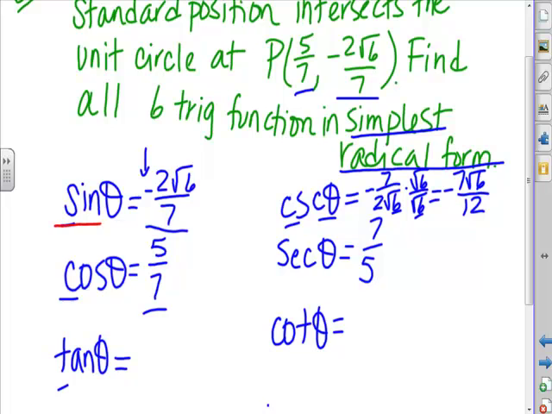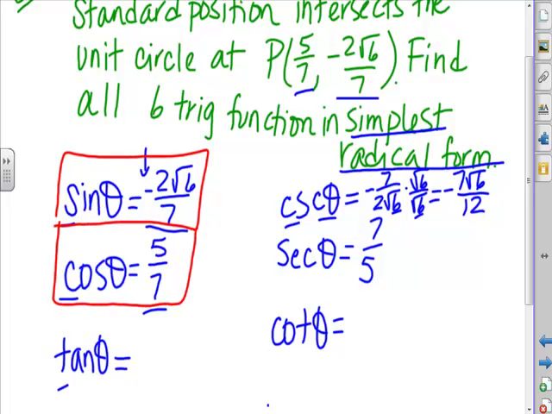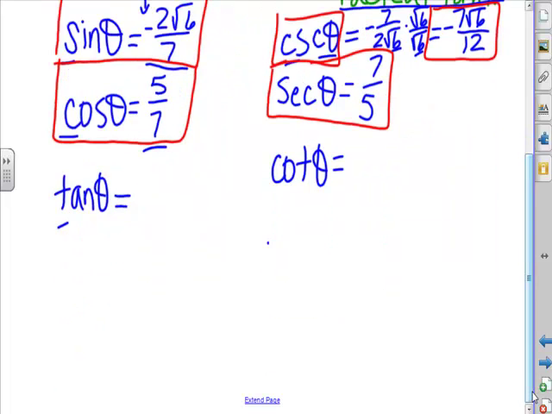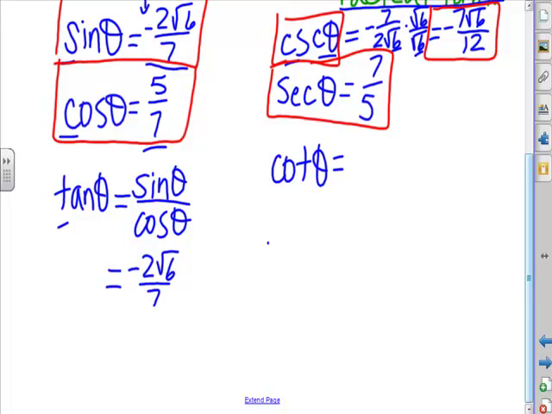So I've got sine theta, cosine theta, cosecant theta over here. Don't forget that little negative sign, and I've got my secant. Okay, a little bit more work, but we're very close. So the tangent of theta is the sine of theta over the cosine of theta, which is going to get a little ugly here for a minute: negative 2 radical 6 over 7 all over 5 over 7.